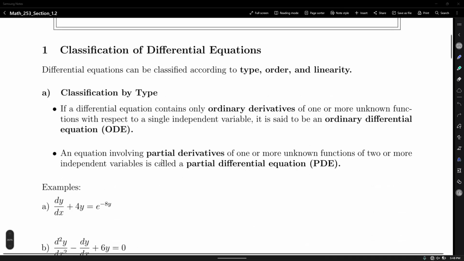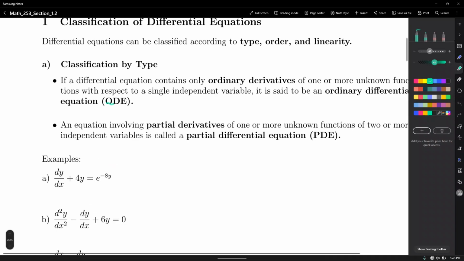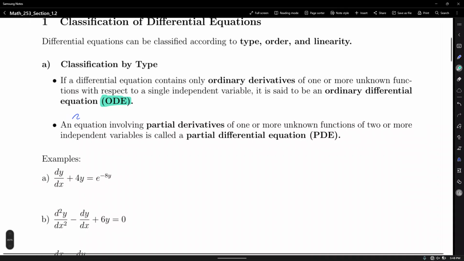Okay, so number one, let's classify these equations by type. By type, there's two types. Number one, ordinary differential equations. Let me do some highlights here. We call them ODEs for short, versus partial differential equations. We call them PDEs, right, for short. Well, what's the difference between the two?